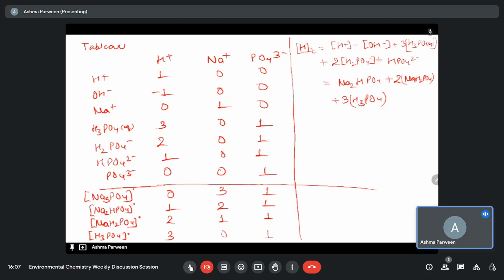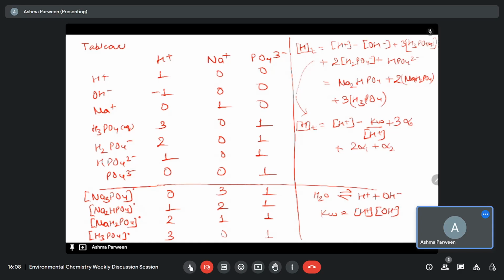But the options are given in terms of alpha 1, alpha naught and alpha 2. So from here we can write H total as H plus. We can write OH minus in terms of Kw upon H plus, because H2O dissociates as H plus plus OH minus, and Kw is H plus times OH minus. So OH minus equals Kw by H plus. Again we have 3 H3PO4. The most deprotonated form can be denoted by alpha naught, so it will be 3 alpha naught. Next we will have 2 alpha 1, alpha 2. And we will multiply it with total phosphate.